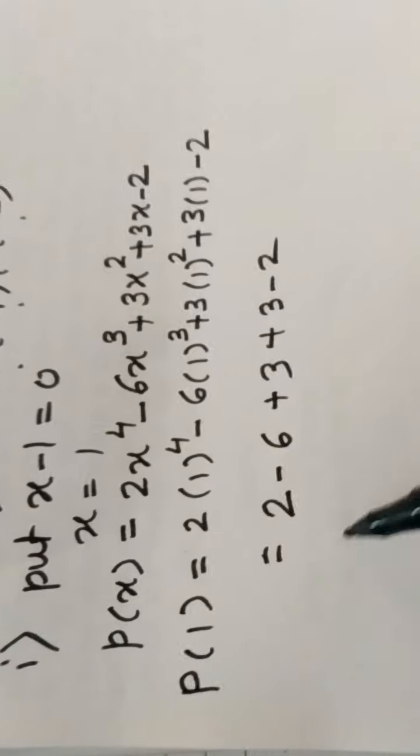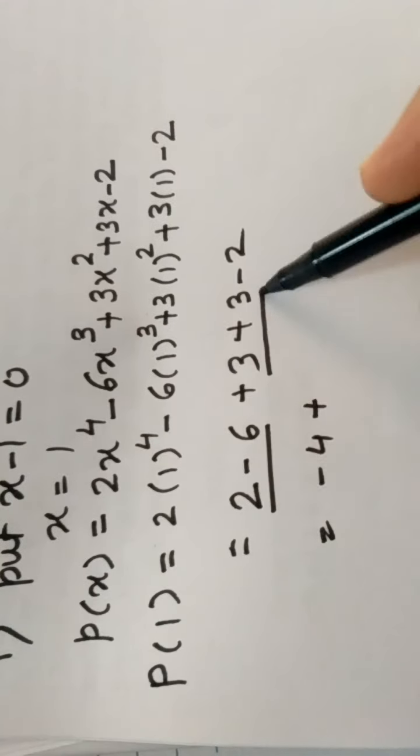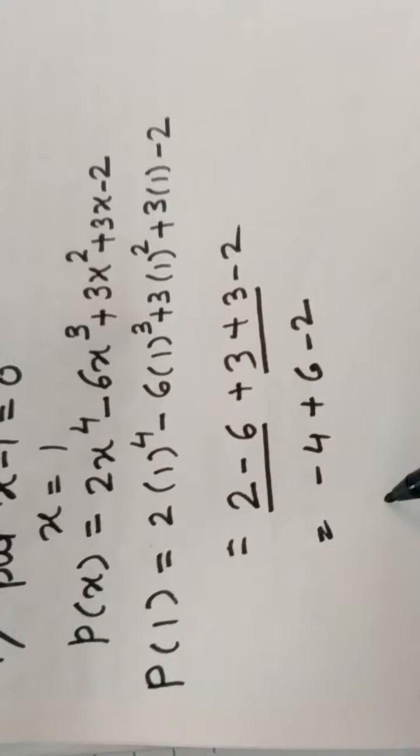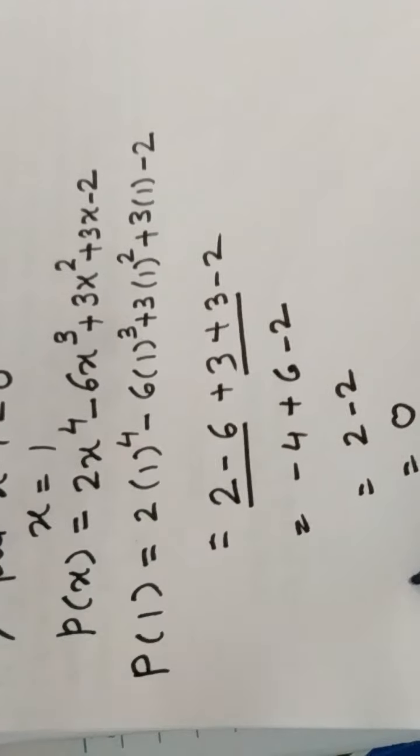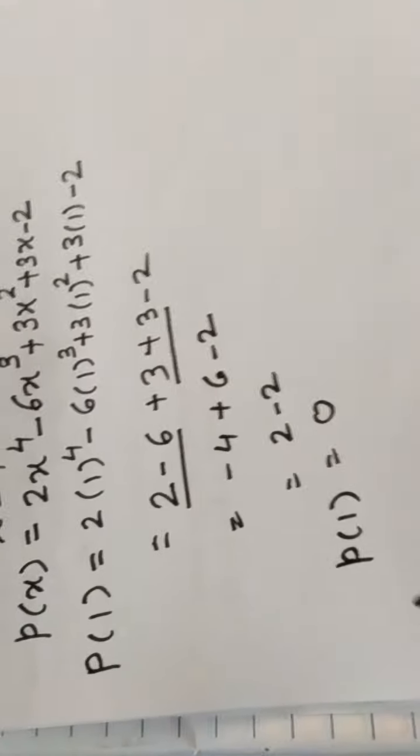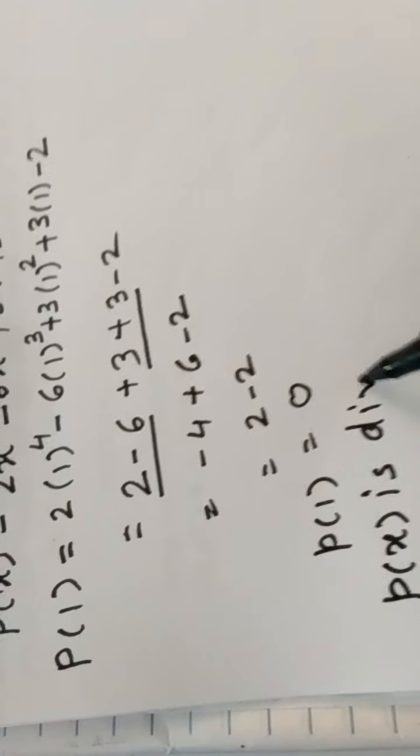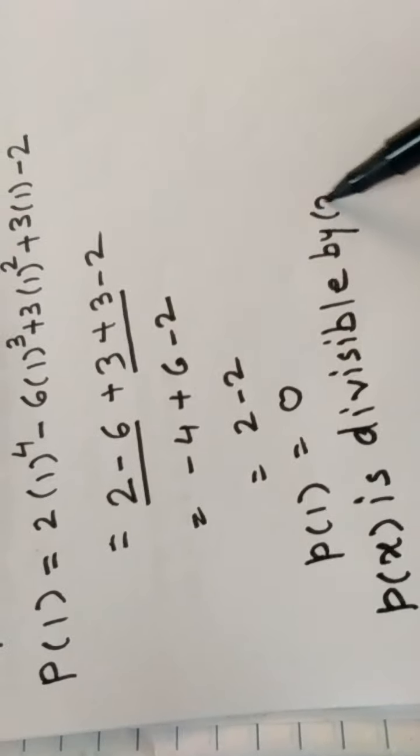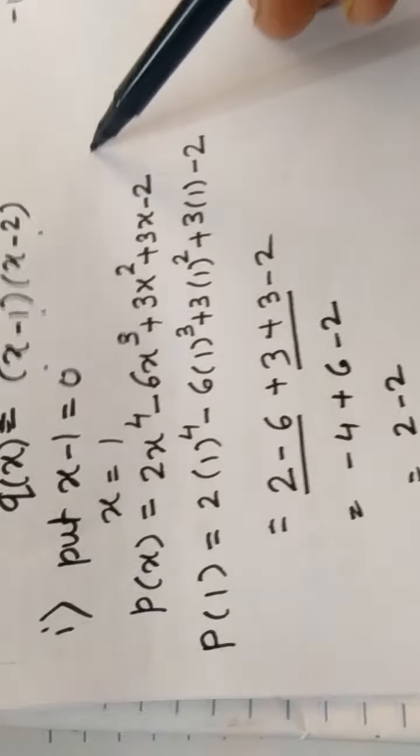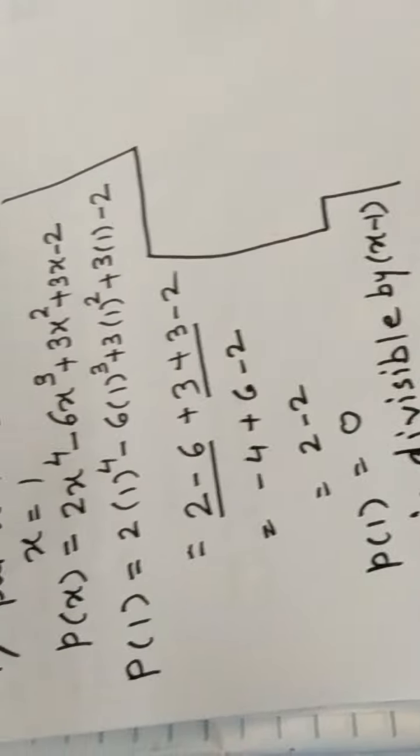See what is the value. 2 minus 6 is minus 4, plus 3 is minus 1, minus 2 is minus 3, plus 3 is 0. So 2 minus 2 is equal to 0. The value of p(1) is equal to 0. Then we can say that p(x) is divisible by x minus 1.